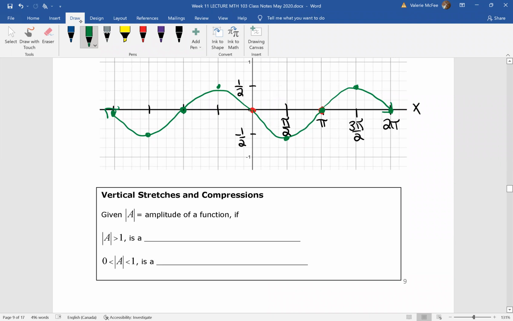So you should remember this from week 3 when we were doing our graphing transformations for the first time. But this time a is specifically the amplitude of the function. And if a is greater than 1, we have a vertical stretch. If the absolute value of a is greater than 1, and if the absolute value of a is a fraction between 0 and 1, we have a vertical compression.